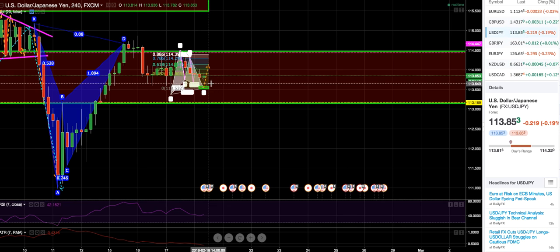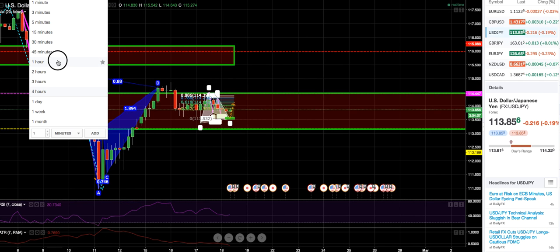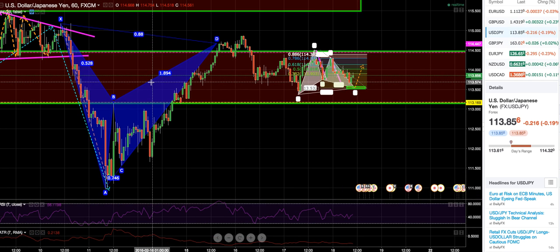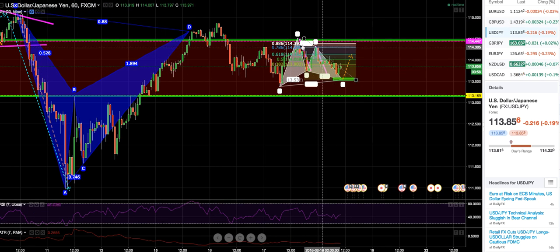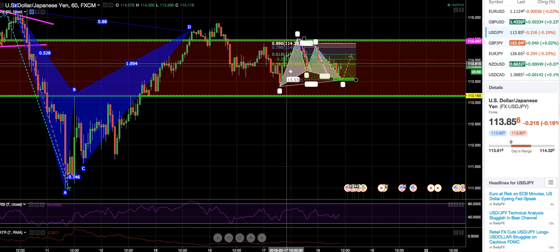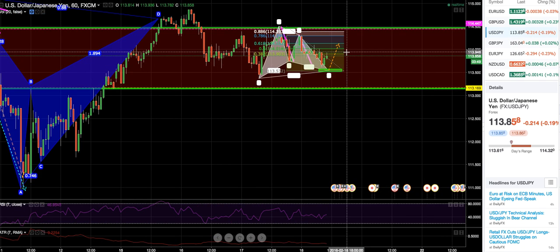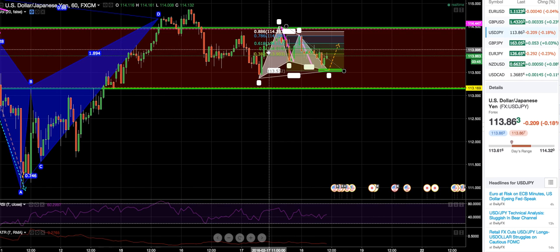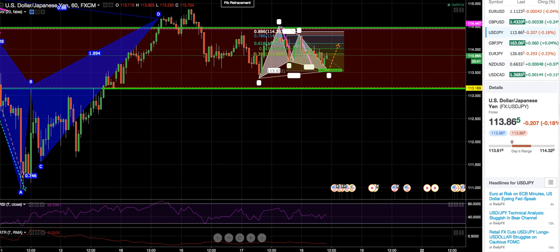So that's the reason for that. But on the 1 hour, this would be the minimum size of a pattern for me to think of it as a pattern on the 1 hour. Of course, you can see it better on the 15 minutes.